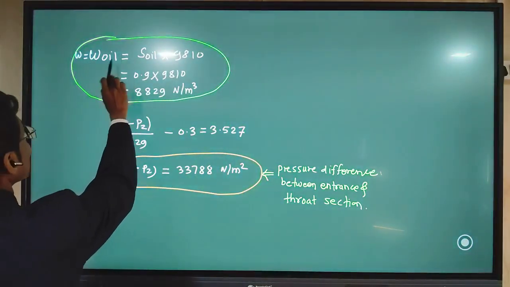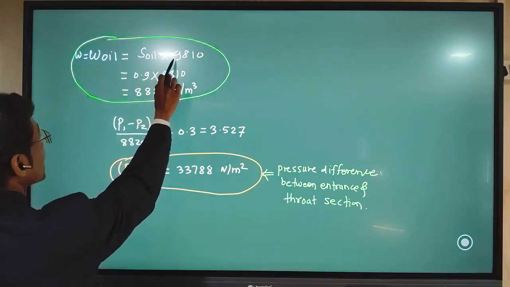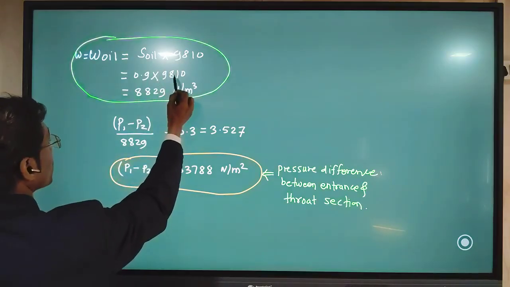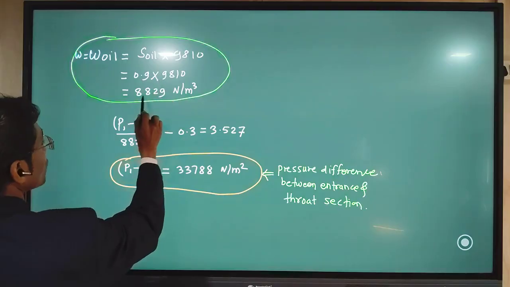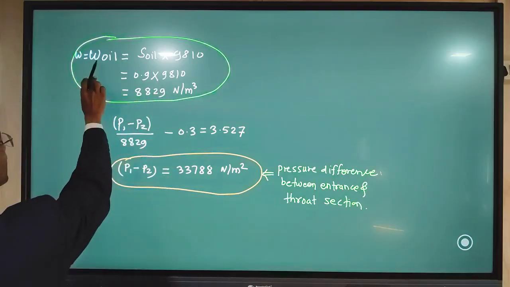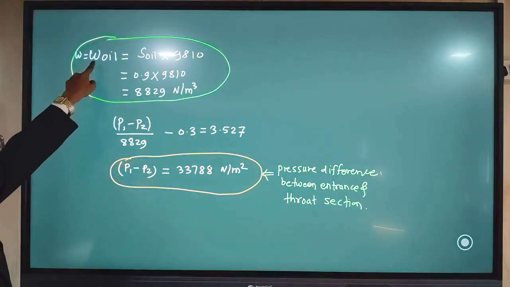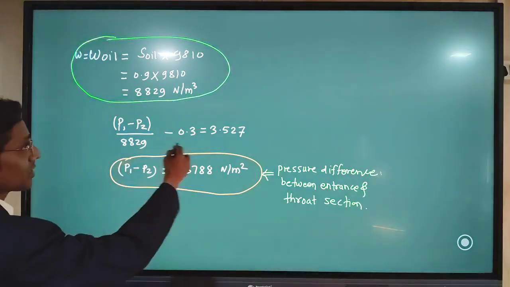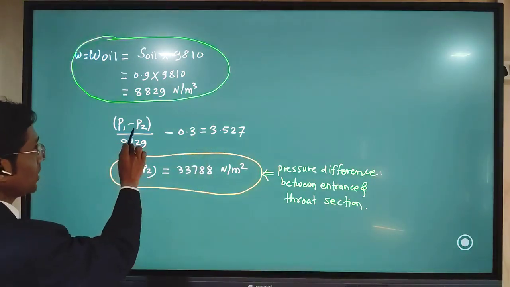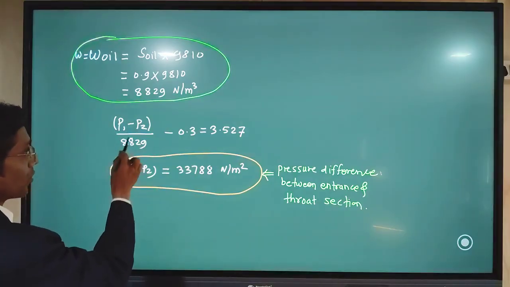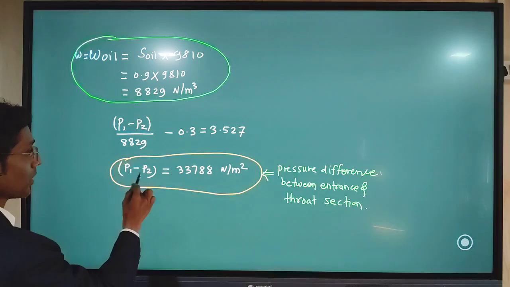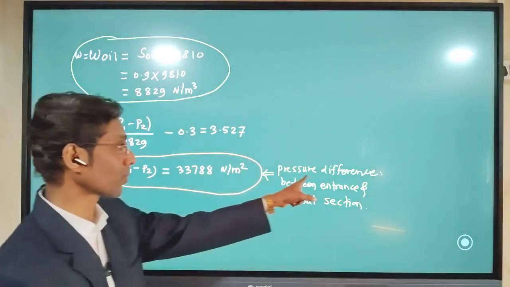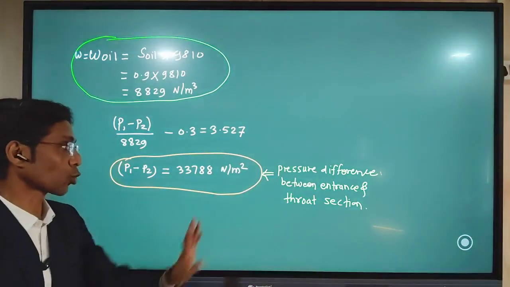So W of oil is equal to the specific gravity of oil multiplied by the specific weight of water, 9810 Newton per meter cube. The product of these two gives the specific weight of oil in Newton per meter cube. This specific weight of oil we put here, P1 minus P2 divided by it, and the remaining terms as they are. Now in this, P1 minus P2 is unknown. By doing the calculation of this equation, we get P1 minus P2 in Newton per meter square. This is the pressure difference between the entrance and throat section.